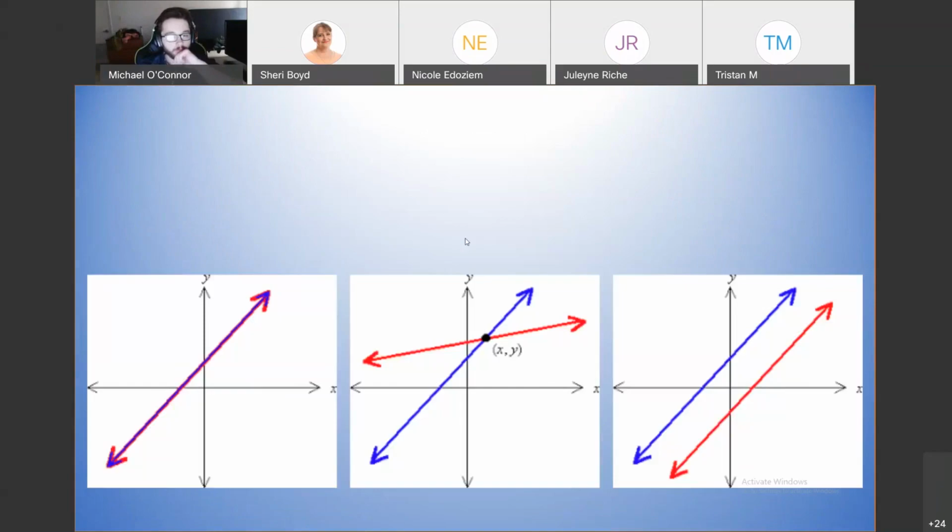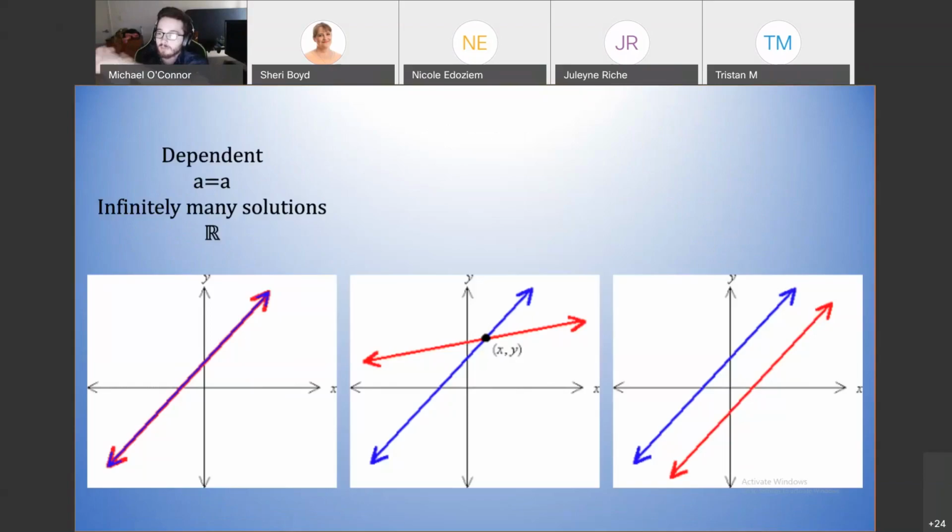For this left graph, would that be considered dependent, consistent, or inconsistent? Dependent. Right, it would be dependent because they're actually the same line. They overlap each other at every single point. That's the reason why the solution is all reals, because every single real number is a solution to the system, no matter what point you put in. It's really just a system where one line is just a multiple of the other one.